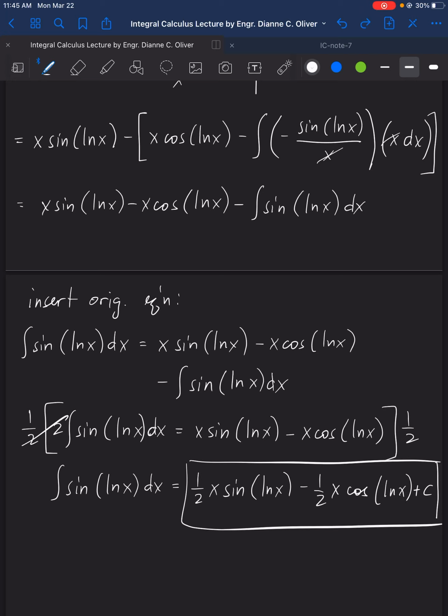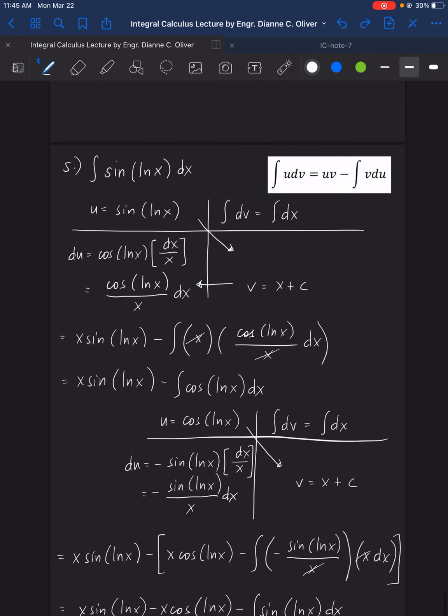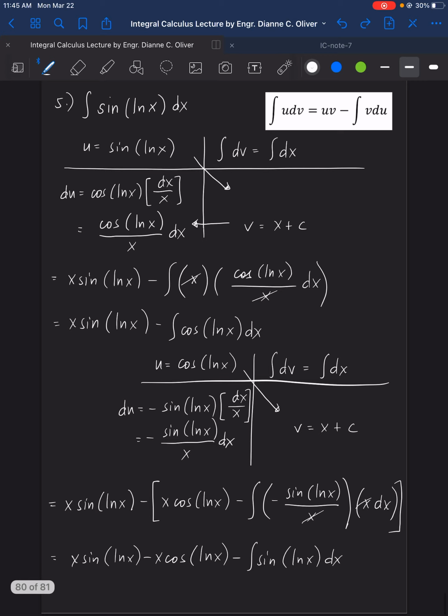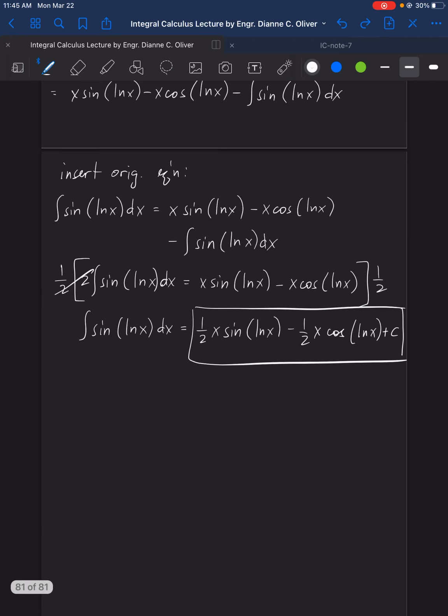Okay, so that is for example number 5. So screenshot again the solution. Okay, so that ends the lecture video for integration by parts.